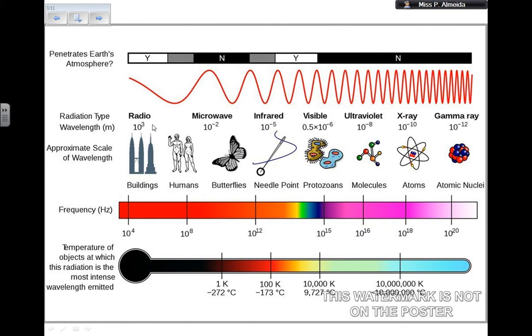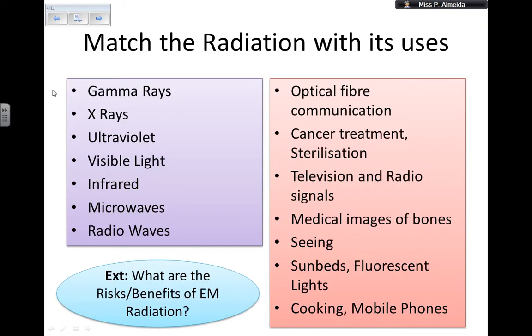You need to know them in order, okay? There's also here a scale about the temperature and if they penetrate the atmosphere or not. And as you can see, visible light does, ultraviolet does a little bit as well, and radio waves as well, okay?